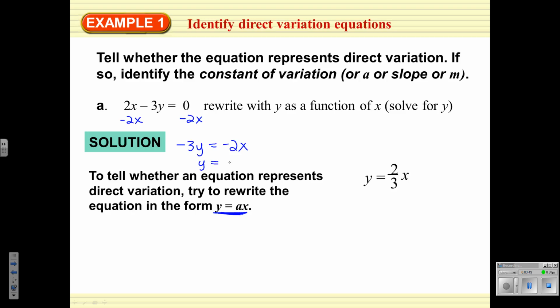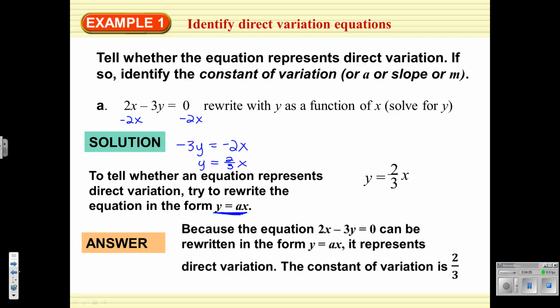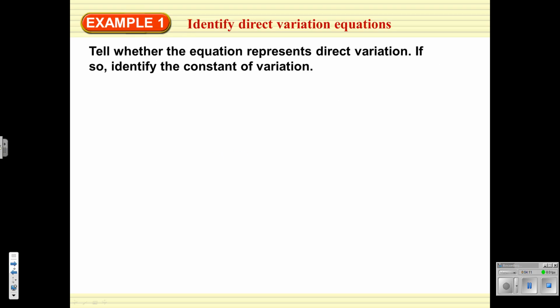So divide both sides by negative 3, and that's how we end up with 2/3 x. It is a direct variation just because it's like a plus 0 out here, or nothing. So this is a direct variation with a constant of variation being 2/3. Pretty simple. So let's do another example.